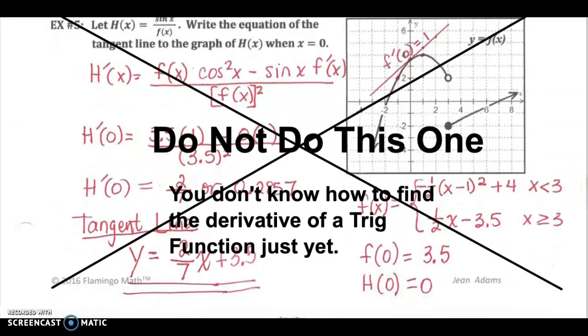Okay, example 5, we're not going to do it. We do not know how to find the derivative of a trig function just yet. I'm not sure why they included this in there because it was not covered in any of the previous sections. So we'll just skip that for now and move on to the next one.